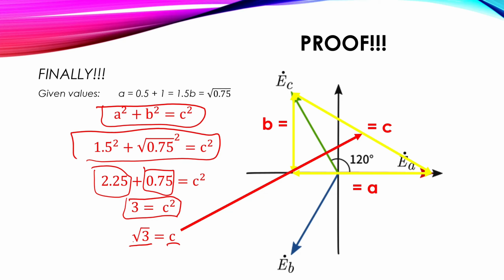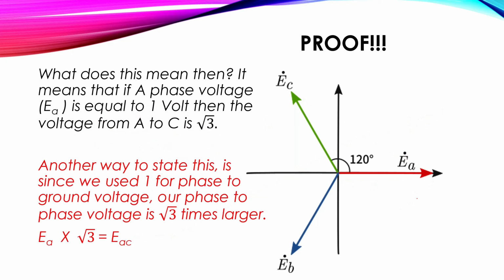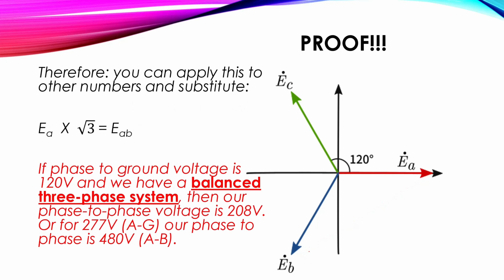So what we're saying is that if the length of this side right here, our voltage from phase to ground, is 1 volt, then our voltage from phase to phase is 1.73 volts, which is the square root of 3 times larger than our voltage phase to ground. Okay, and that's what we're talking about right here. So if you have any phase voltage that you want to use, A phase to ground, or B phase to ground, or C phase to ground, it will work for all of them. It doesn't matter which length it is, as long as it's balanced. And that's what the next slide right here says.